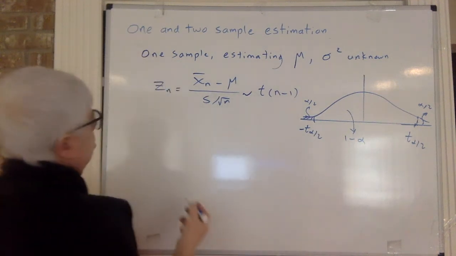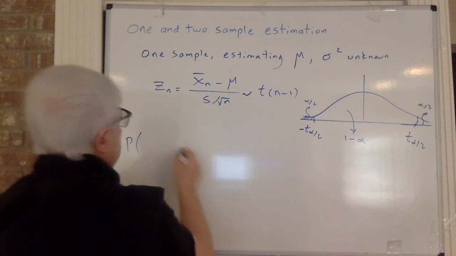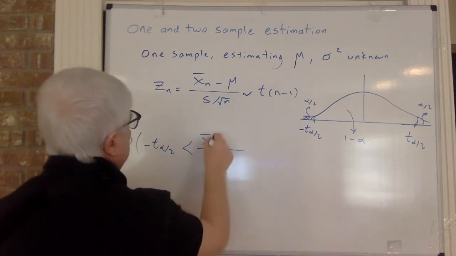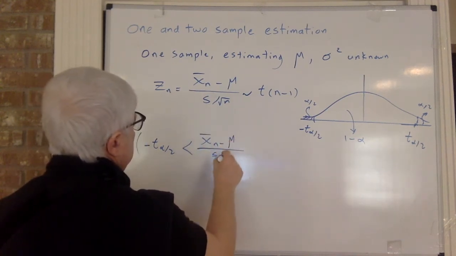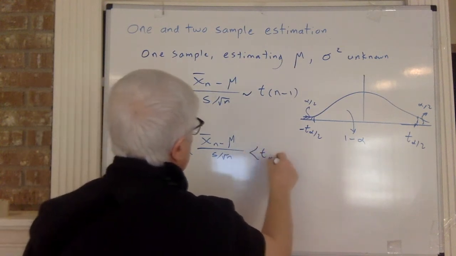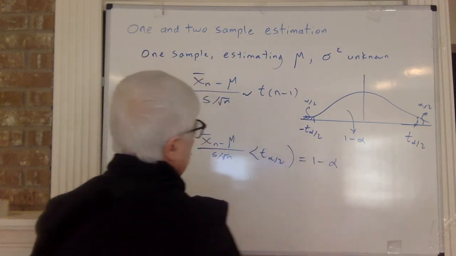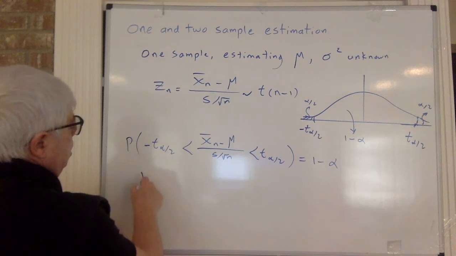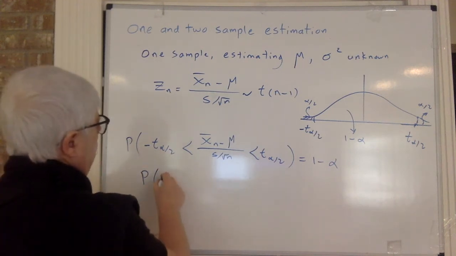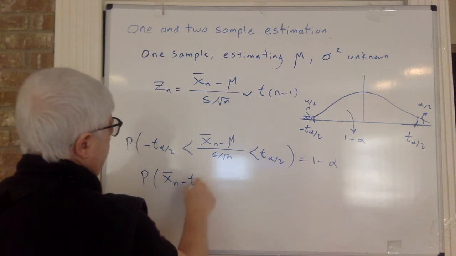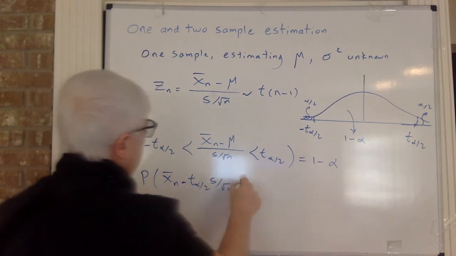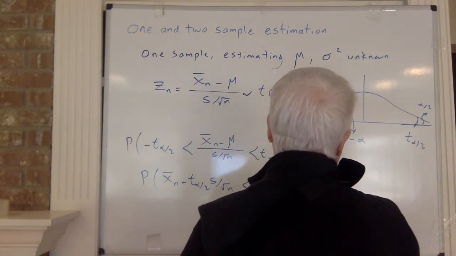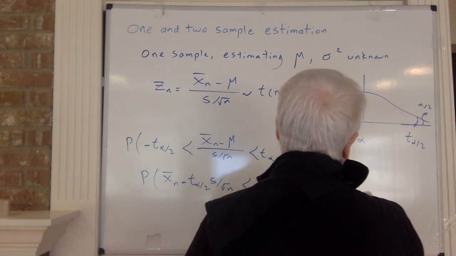So let's write it. So P of this z falls within this. Well, again, I simplify this thing and I find on this side I have x bar n minus t alpha over 2 times s over square root of n less than mu less than x bar n plus t alpha over 2 s over square root of n.